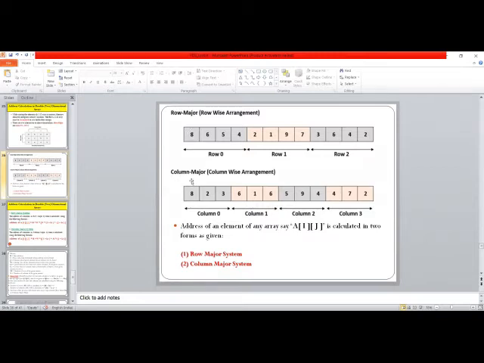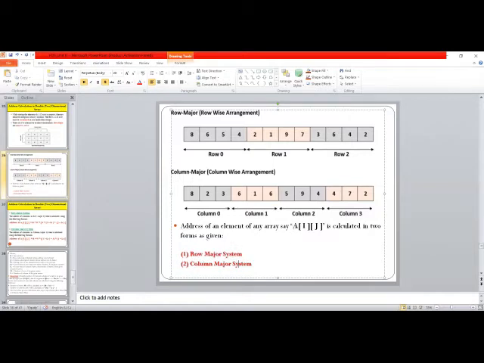We do have a base address for this as well. Then W, that is width, will also be there. Starting address and width will always be there. Now here let us try to calculate the address of a particular element. The address for a particular element can be found out by using two methods: number one, the row major system, and number two, the column major system.